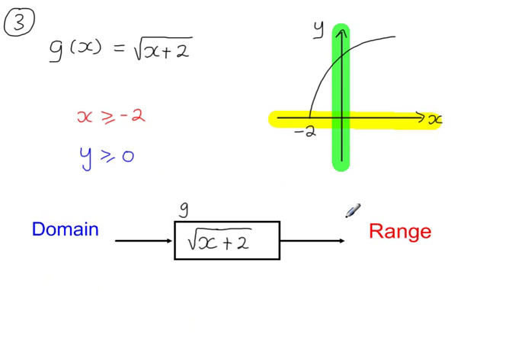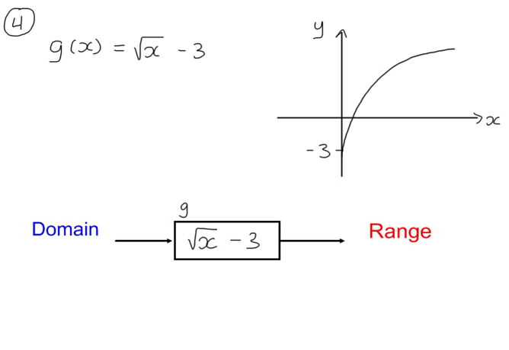We can use this function machine here. The domain represents any value of x that goes into the function, into function g, and the range is the output. So we have the input here and the output here. Example 4, the domain x has to be greater than or equal to 0, and the range y is greater than or equal to -3.